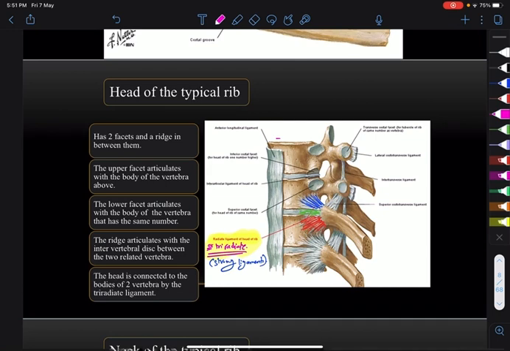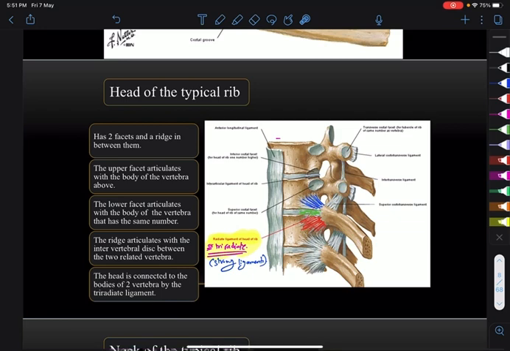The head of the typical rib has two facets and a ridge in between them. The upper facet articulates with the body of the vertebra above, and the lower facet articulates with the body of the vertebra that has the same number N. The ridge articulates with the intervertebral disc between the two related vertebrae, and the head is connected to the bodies of two vertebrae by the triradiate ligament.